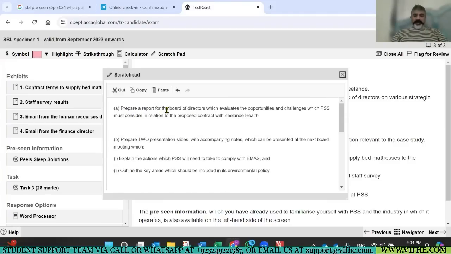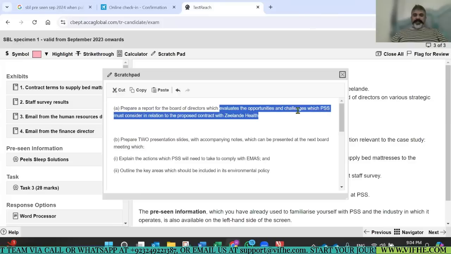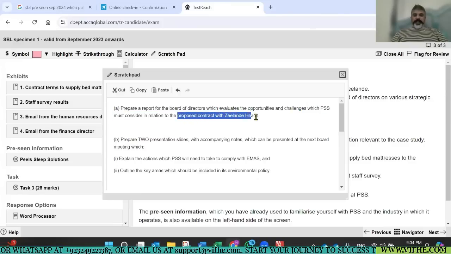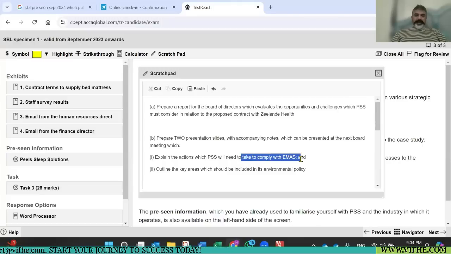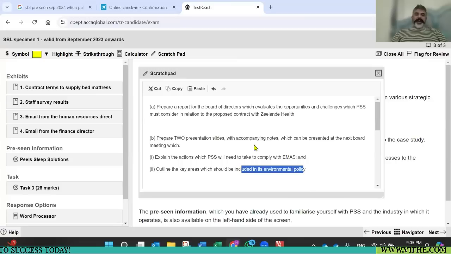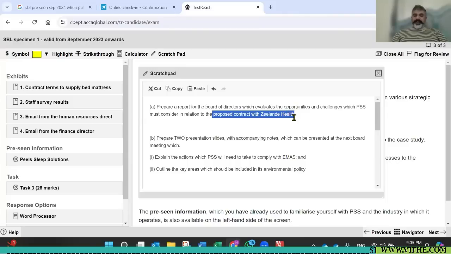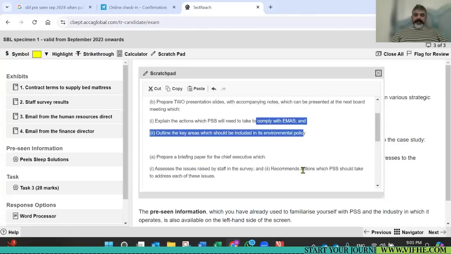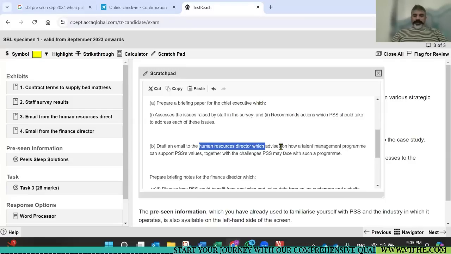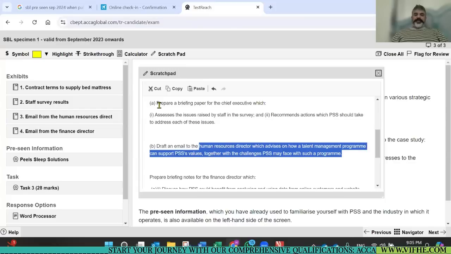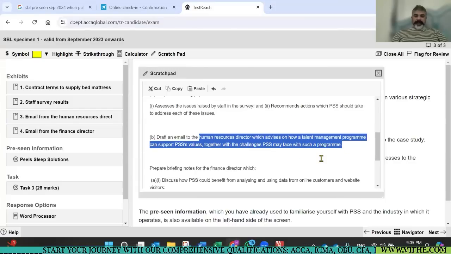So 1A says prepare a report to evaluate the opportunities and challenges in relation to the proposed health contract with Zealand. So there's something to do with Zealand. Then we have to comply with EMAS, environmental policy. Okay, EMAS and environmental policy, it is part B. Part A is to do something with the proposed contract with Zealand. 1B is to do with environmental policy. 2A is to do with the staff survey and something to do with the talent management program. 2A and 2B: 2A is staff survey, 2B is talent management program.